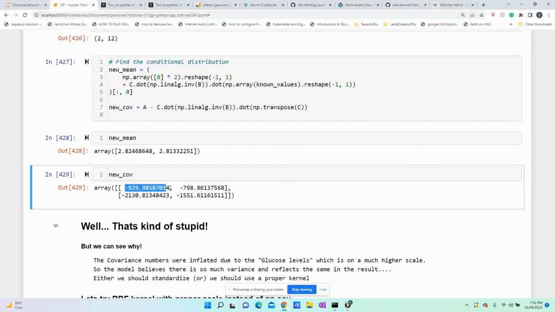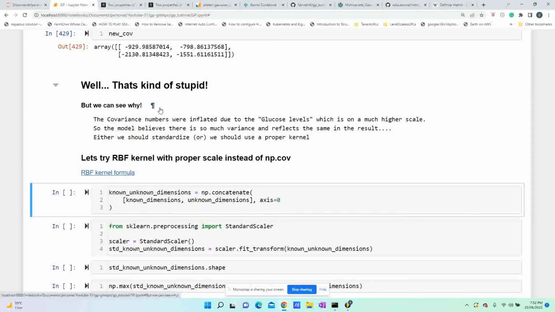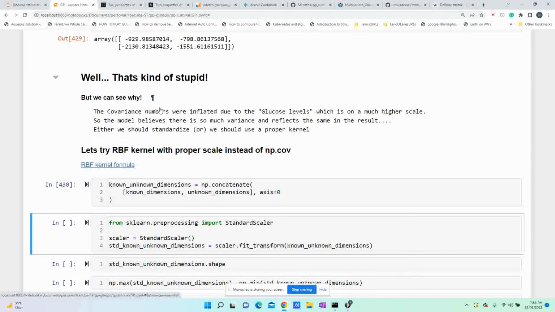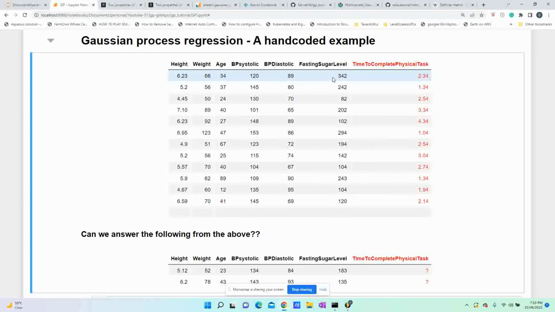Because we don't see this kind of variance in the data. The time taken to complete a task never had this kind of variance. So obviously this is wrong. And what is the problem? We did not scale the data. Each one of these dimensions, for example, sugar level is 300, it's in hundreds. This one is in tens, within 0 to 10. Weight is between 10 to 100. So each one of them is in a different dimension.